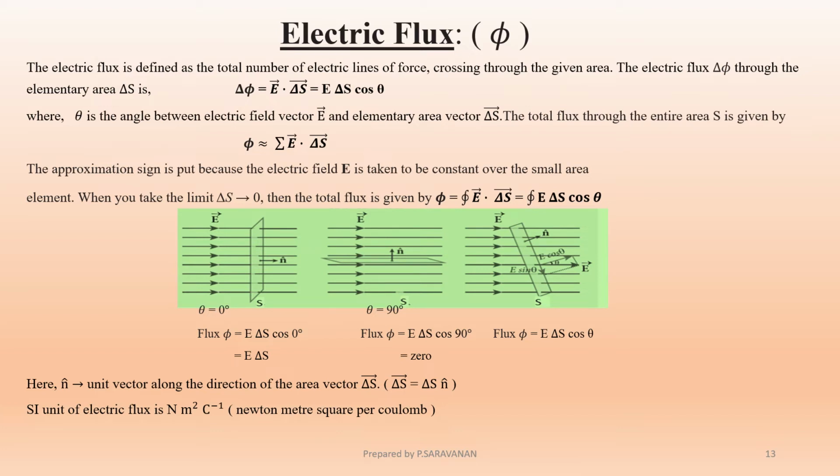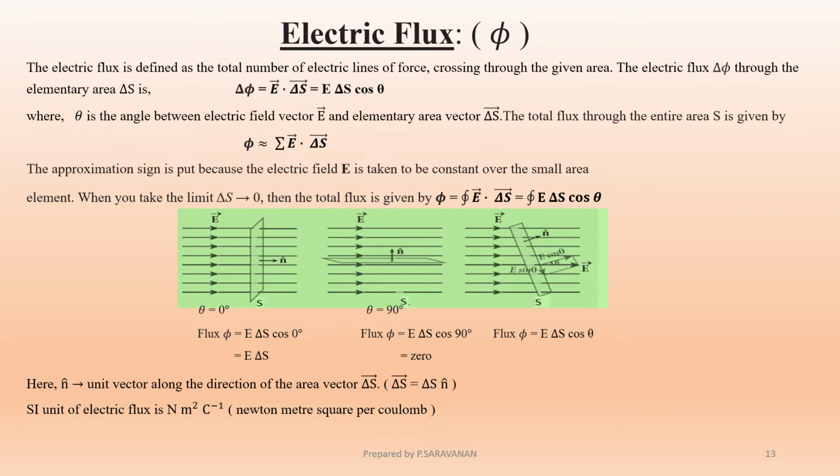Here the approximation sign is put because the electric field E is taken to be constant over the small area. When you take the limit delta S tending to 0, that is a very small area, then the total flux is given by phi equal to integral E dot dS, which is again equal to integral E delta S cos theta.